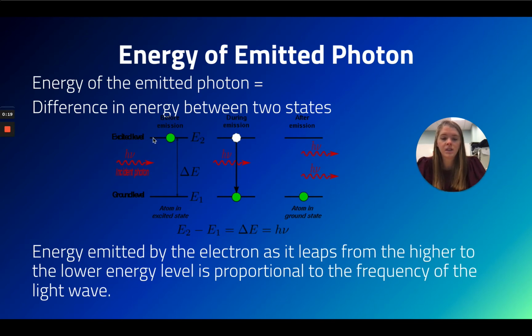You notice there's an excited level and a ground level, and things can happen to move things from one level to another. So energy emitted by the electron as it leaps from a higher to a lower energy level is proportional to the frequency of the light wave. As that energy is changing, the frequency is also going to be changing.